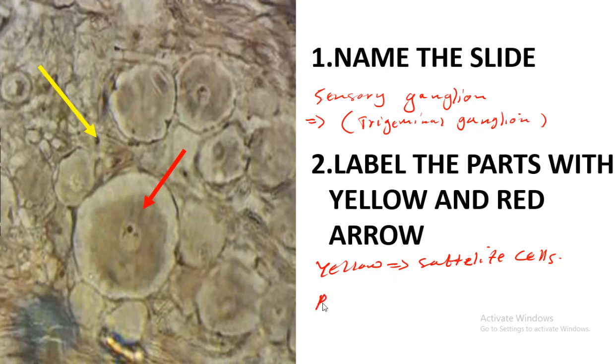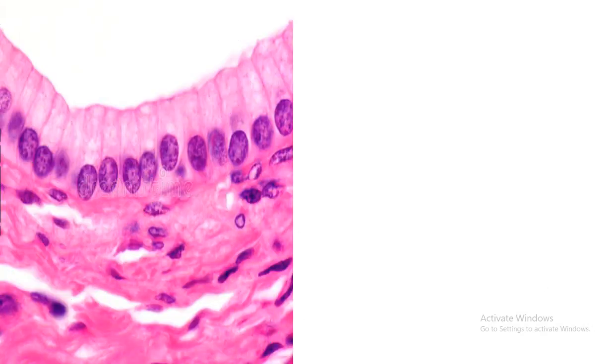All right, let's quickly look at the red arrow. The red arrow is specifically pointing at the cell body, and in that case it is pointing at the dark part, which is just the Nissl substance. The Nissl substance is the one which is normally found inside the cytoplasm of the cell. Okay, let's quickly look at this other slide.